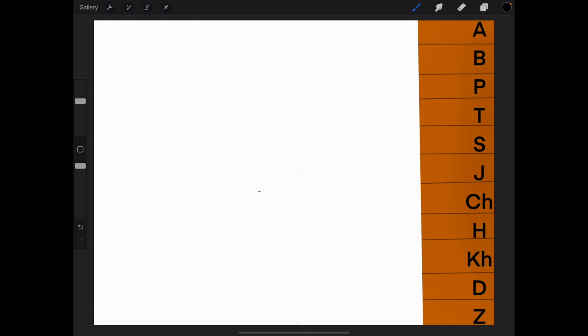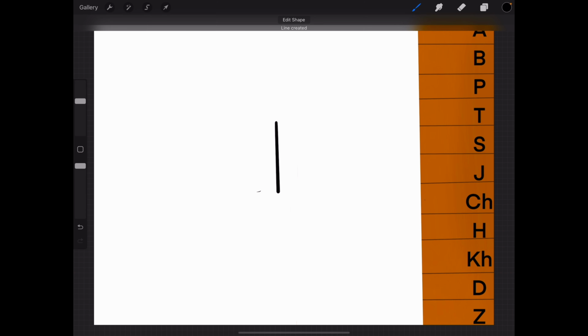So let's, without further ado, move on to our first letter. The first letter in Dari language is the letter Alif. It's a straight line. Not too difficult to remember. Just one straight line, and that's your letter Alif. And the way it's pronounced is A.